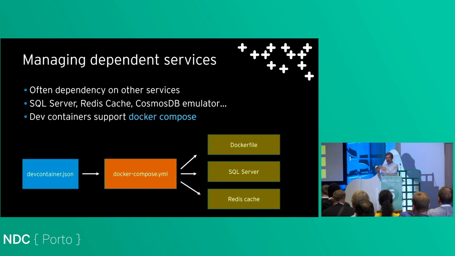And Docker Compose is really a tooling that allows you to run multiple Docker containers that will talk to each other. So it builds upon this Docker Compose tooling. And this allows us to then run multiple things. So for example, if I have an application that is dependent on SQL Server and Redis, I can specify that in a Docker Compose file and refer to it in my dev container, and then everything will automatically be spun up when I open that dev container.